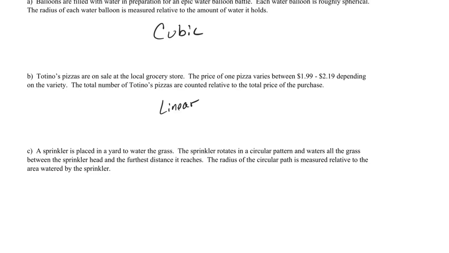Okay. C. A sprinkler is placed in a yard to water the grass. The sprinkler rotates in a circular pattern and waters all the grass between the sprinkler head and the furthest distance it reaches. The radius of the circular path is measured relative to the area watered by the sprinkler. Well, I see a word in there that kind of gives this one away. That word, area, that would be quadratic.